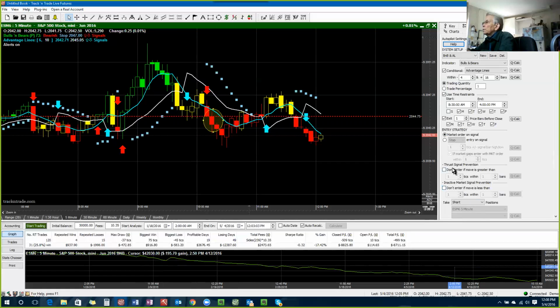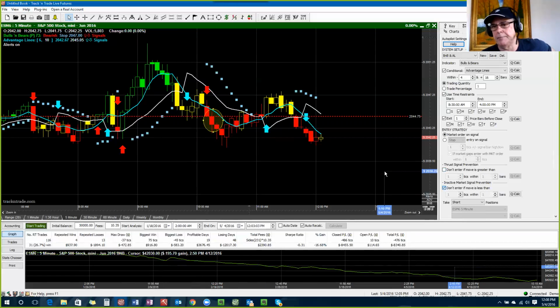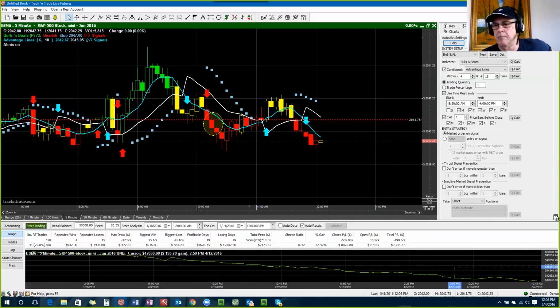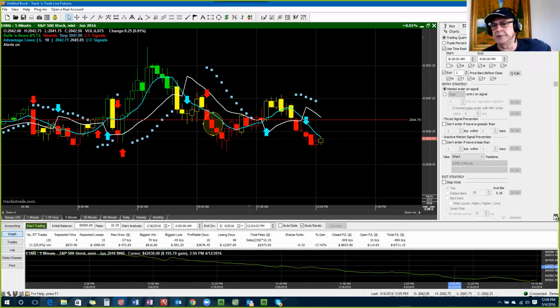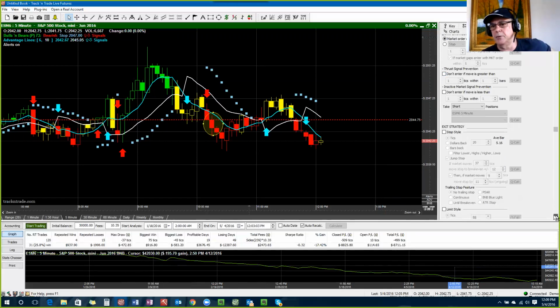Okay. Now this thrust preference, I don't use that. And don't enter if the move is less than, I don't use that. Let's go over here, scroll down. Now here's your exit strategies. You know what your entries are.